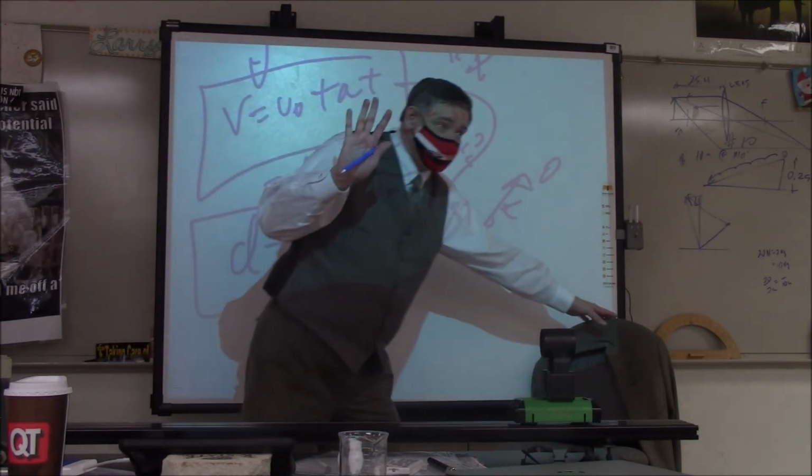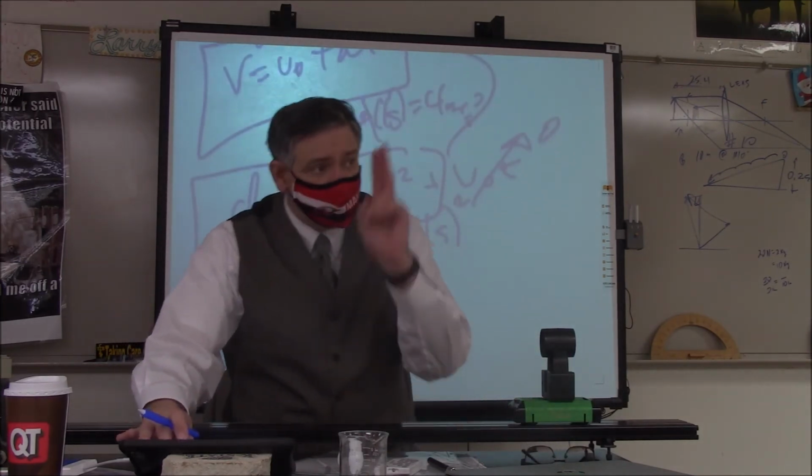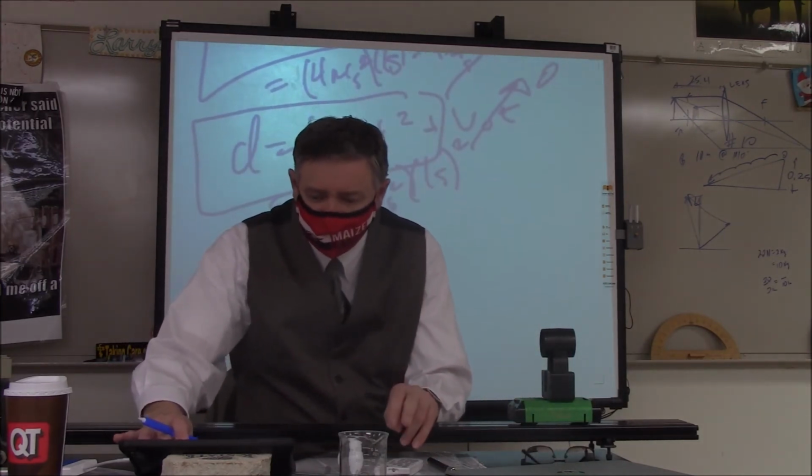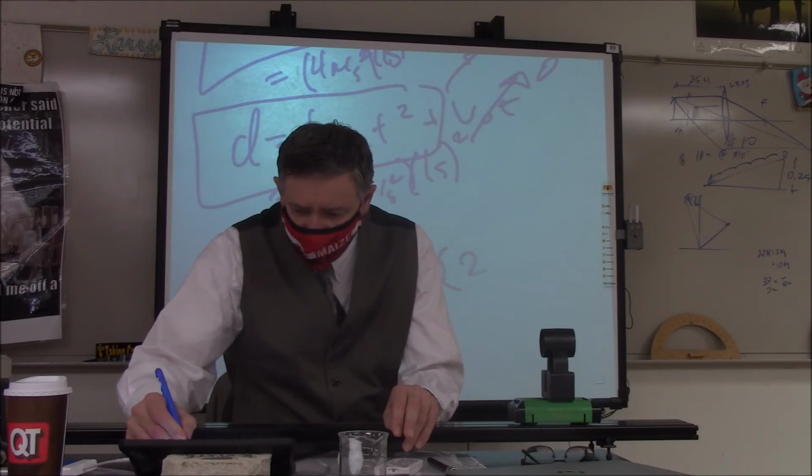Now let's make sure that that's cool. So if I go to the 2 second mark, I'd have distance equals 1/2 times 4 meters per second squared times 2 seconds squared.